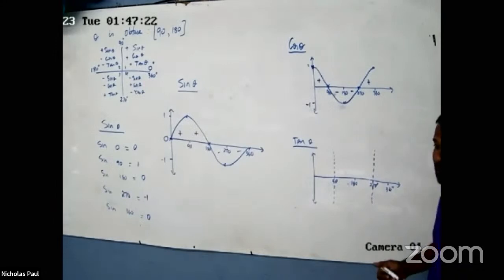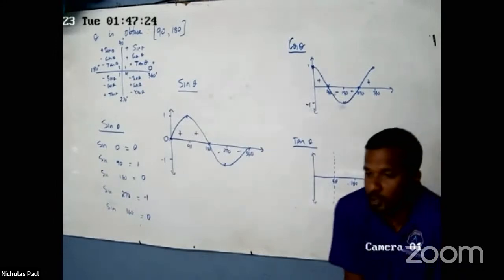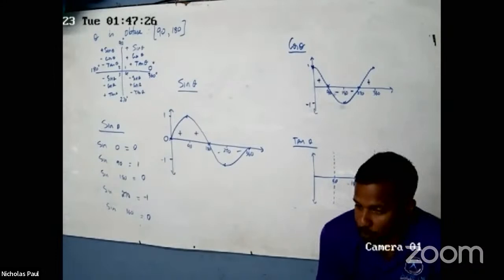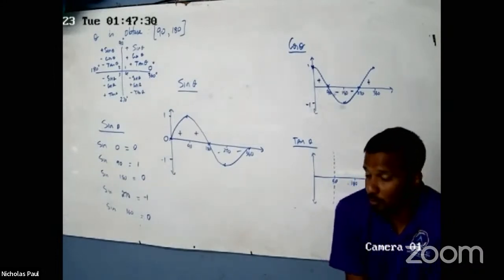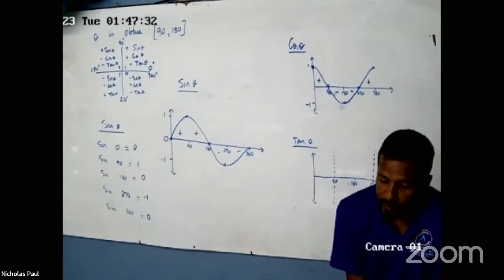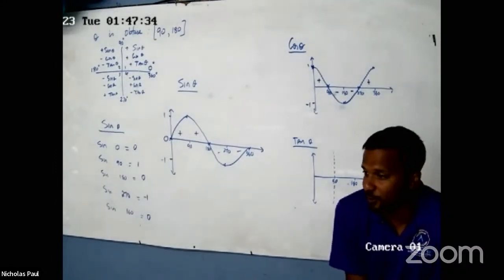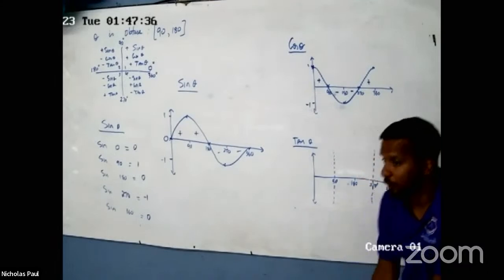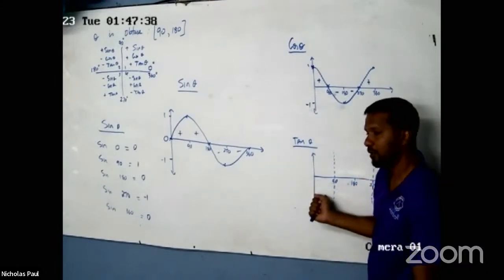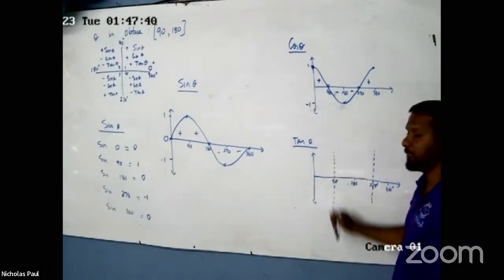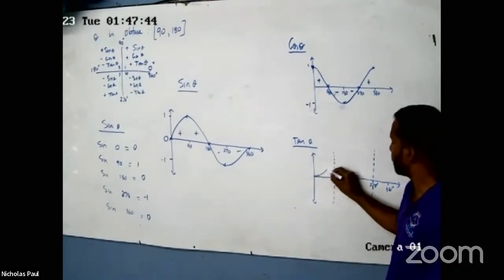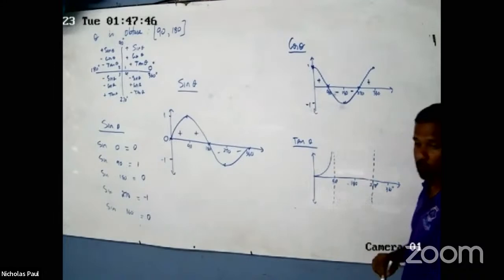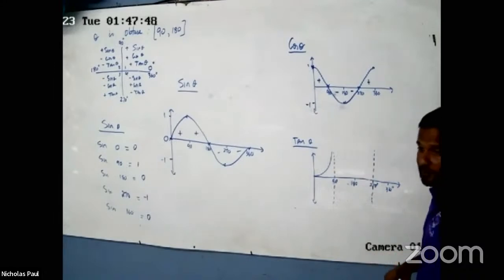So what you're going to do is go to your calculator and put in tan 90 and tell me what you're getting. Error. Right? One of the reasons is that tan 90 does not exist. So it means that your graph cannot touch this line here. So it's going to look something like this. Right? Tan looks like that.